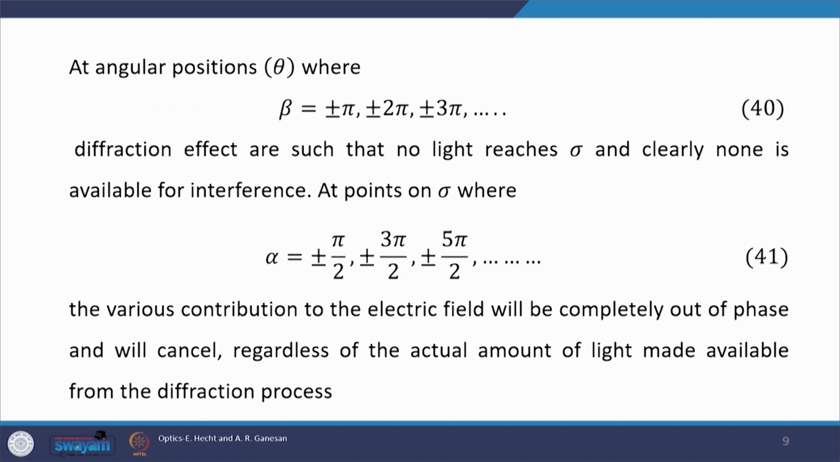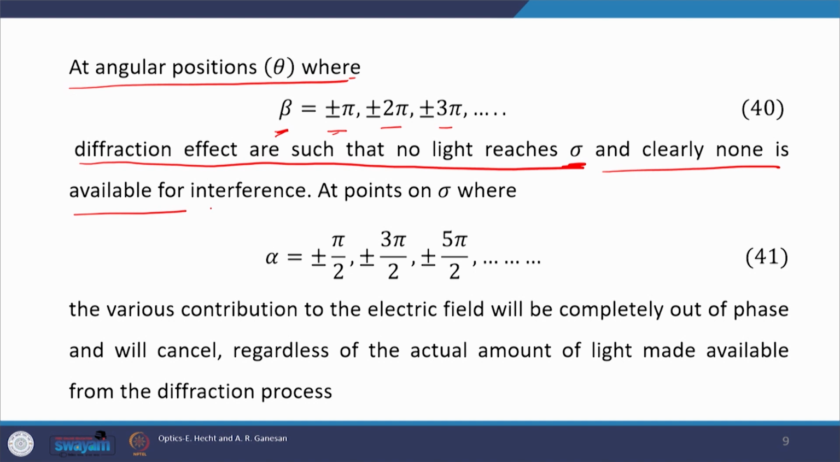Now, let us talk about maxima and minima at angular positions where beta is equal to plus minus pi, plus minus 2 pi, plus minus 3 pi, that is, integral multiples of pi. Then what will happen? Diffraction effects are such that no light reaches the screen, and clearly none is available for interference. At these values of beta, the diffraction minima appear. This is the condition for diffraction minima.